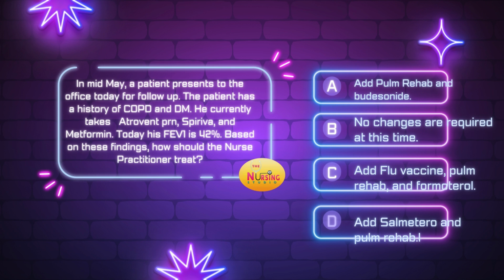So if they're asking you how do you treat, you have to take a step back, look at the diagnosis, look at the assessment on how they present it, looking at those subjective and objective findings, right? So here the patient came in just for follow up. They have a history of COPD and diabetes. His FEV1 is 42%. So wait, that's a pause for you, right? So now you're trying to think.